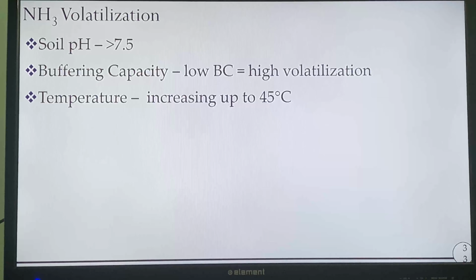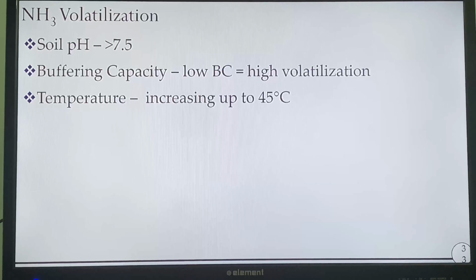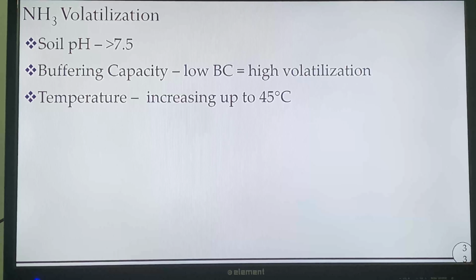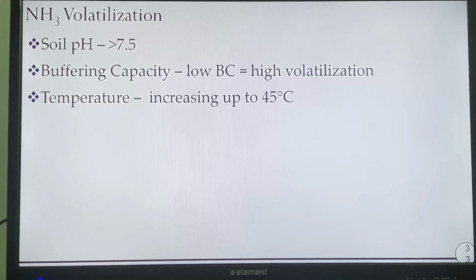But moving into ammonia volatilization, there are some soil conditions that we also need. Soil pH is typically going to be above 7.5. So what happens when the pH goes up? What happens to the hydrogen concentration when the pH goes up? Hydrogen concentration goes down. If hydrogen concentration goes down, what happens to the hydroxyl concentration?